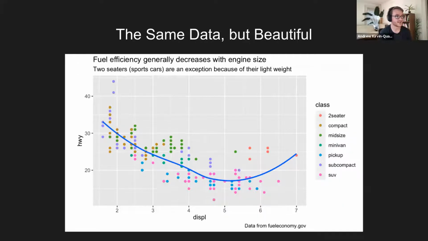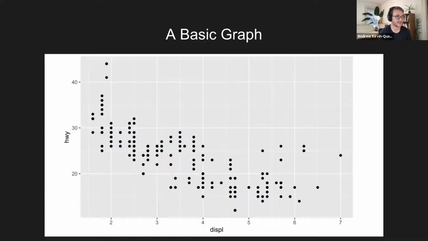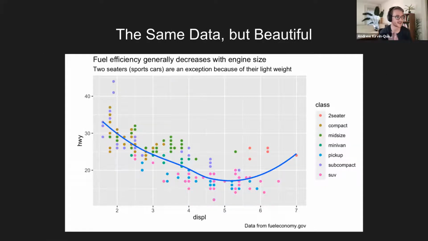And then you can see that you can also just make a really beautiful, really useful graph with ggplot. And in this case, it's representing the same data, just adding some extra dimension to the data with the different classes of cars being on different colors and then having a trend line.